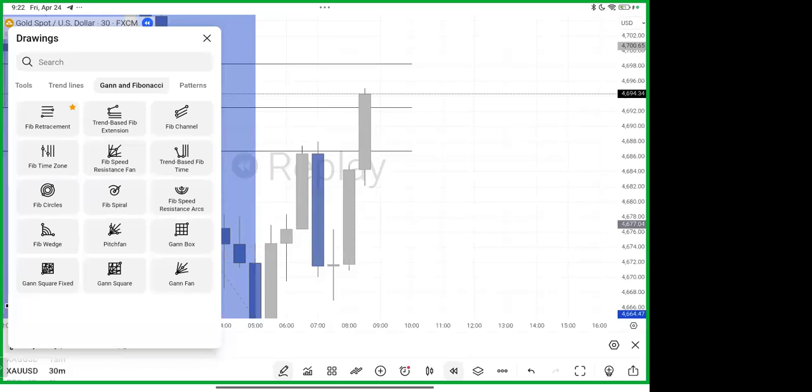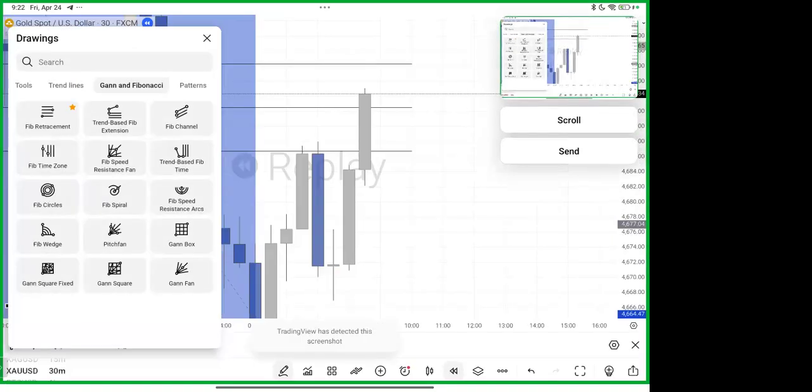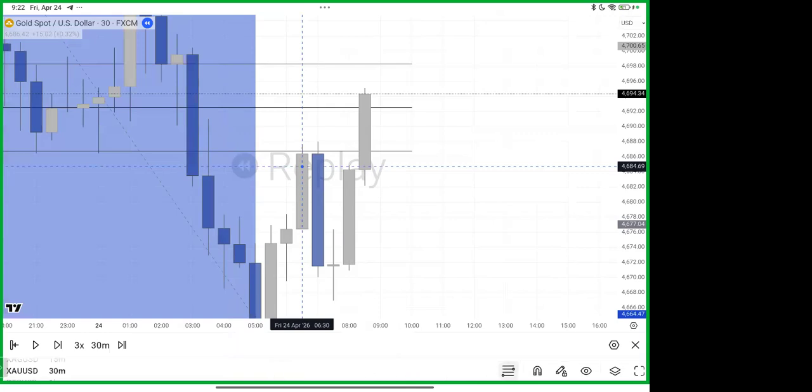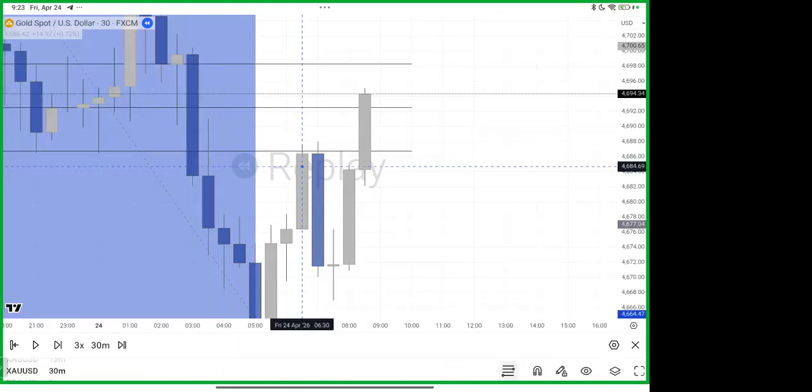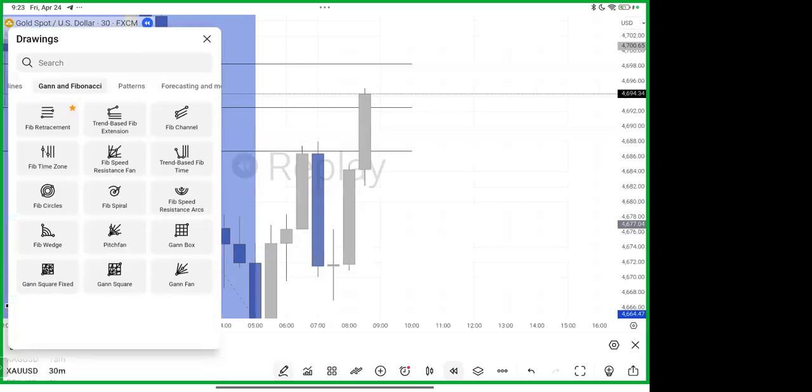But if you don't want to be going through that every time, you long press on your Fibonacci or any tool you want to add to your favorites. Then you click. It's already on my favorites, which is why it's showing remove from favorites. Hold on, I'm trying to show you guys something. So you long press.